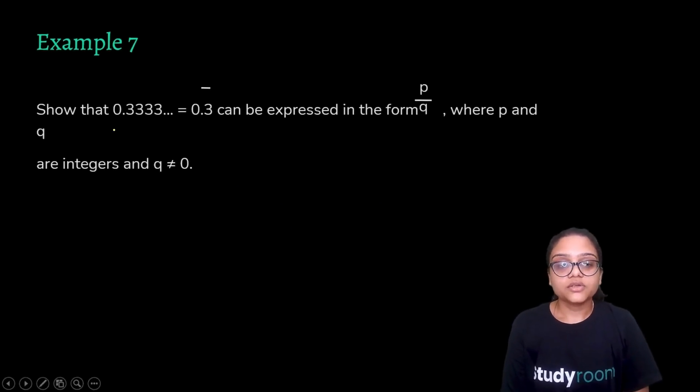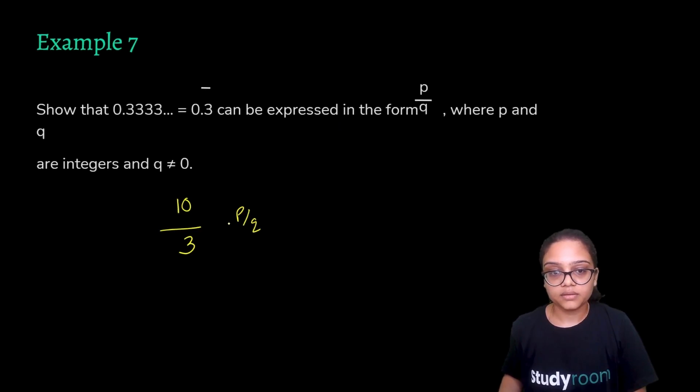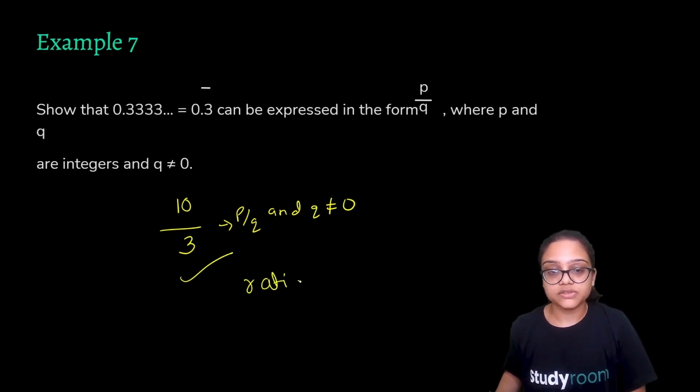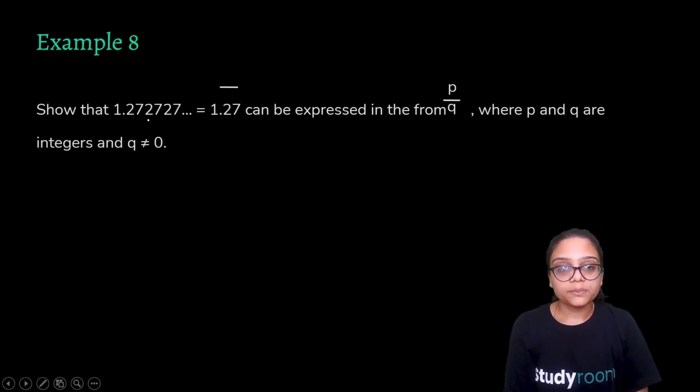Okay. So the given question is to show that 0.3 bar can be expressed in P by Q form. Obviously it can be expressed. We have solved this question, it's 10 by 3, right? So it can be expressed in the form of P by Q where Q is not equal to 0. So this is shown, hence we consider 0.33 which is non-terminating but it's a rational number. Correct?